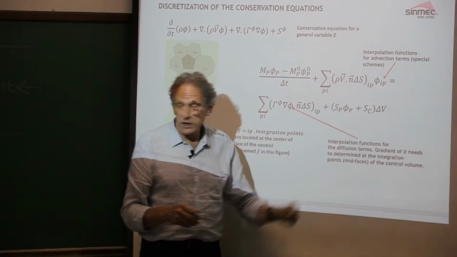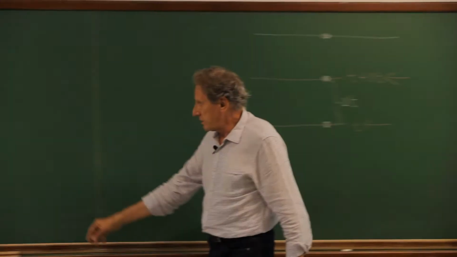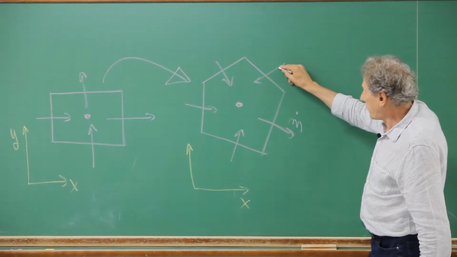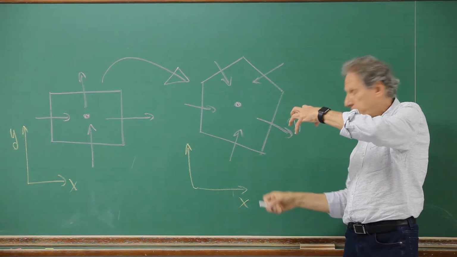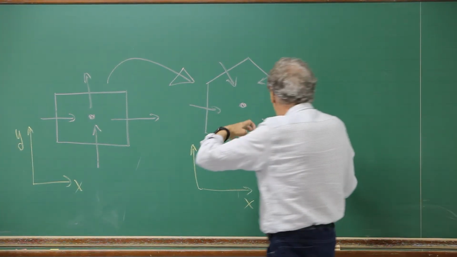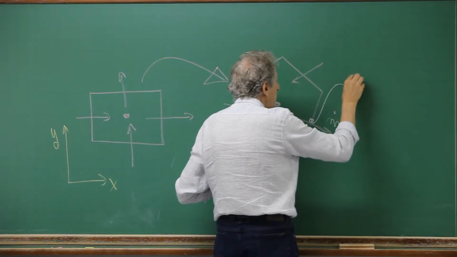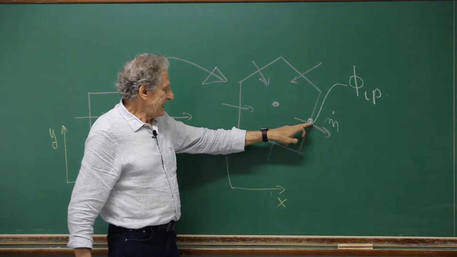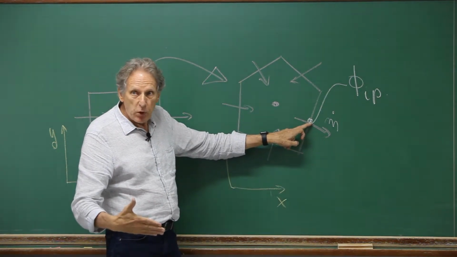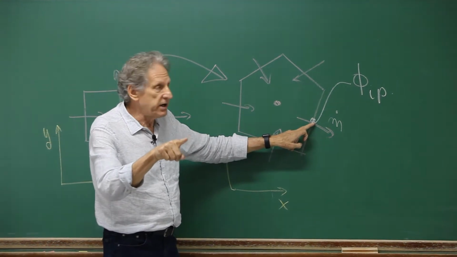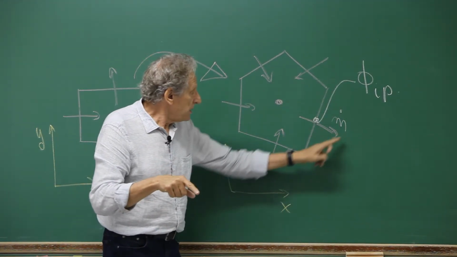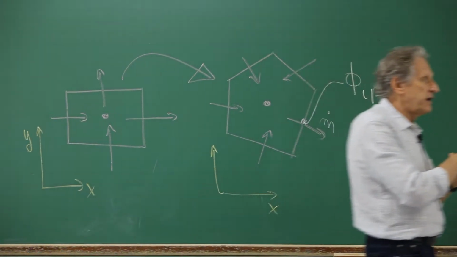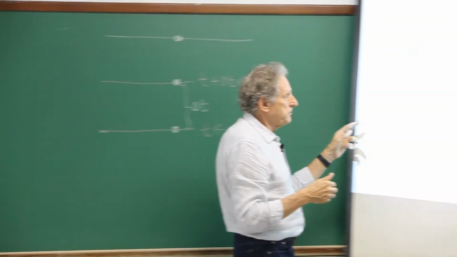Mass flow has to be calculated here. That's why I was showing here. You have mass flow transporting a property, which we are calling the transported property, at the integration point. So you are going to have to model the advection of phi in the boundary.